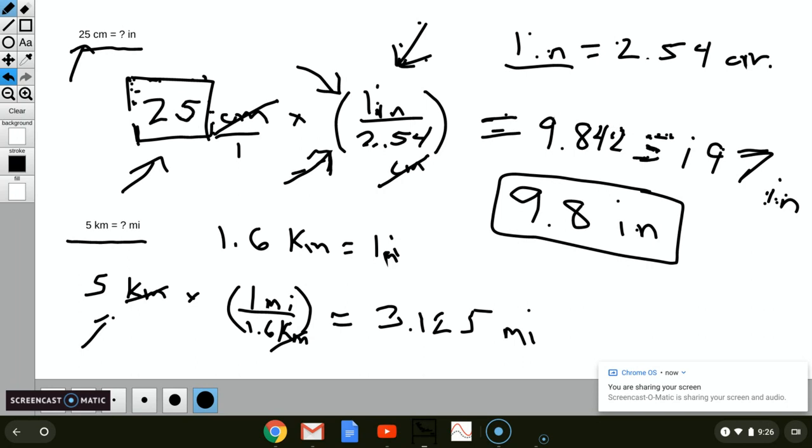Again, we got to look at sig figs. We got 1 sig fig there, so I'm allowed to have 1 sig fig. So this would actually be 3 miles is what we'd have to round that to, to get to 1 sig fig. All right, that's a rudimentary look at dimensional analysis.